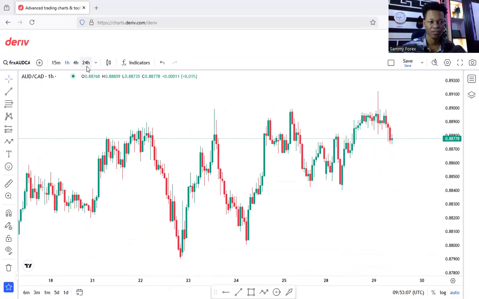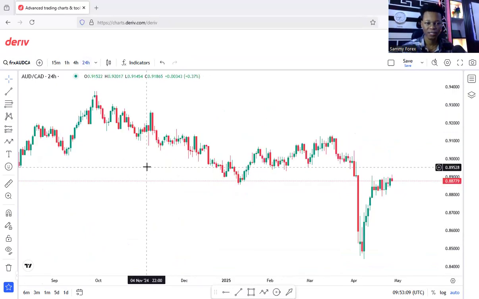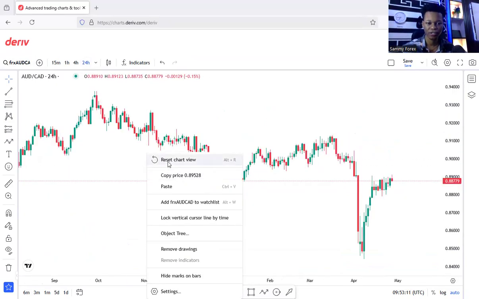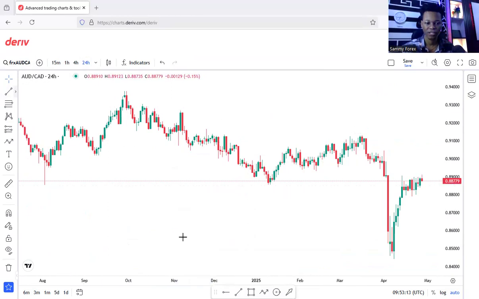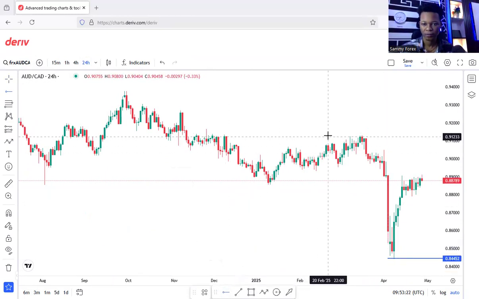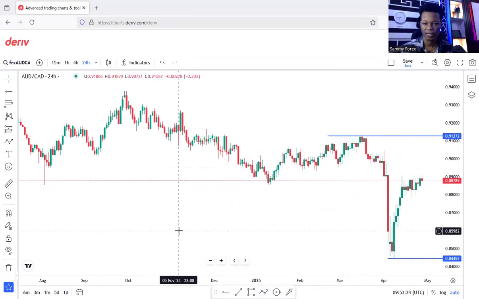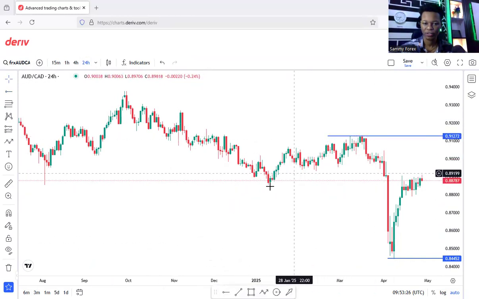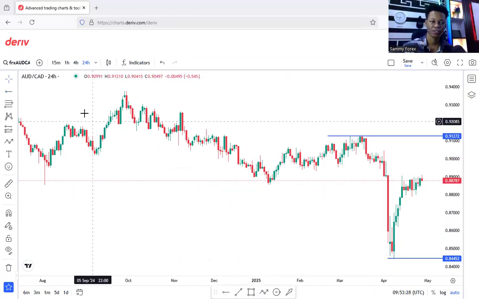AUDCAD, let's go down to the 24 hours time frame. Let me refresh the charts. On the 24 hours time frame, notice price broke out of this low. This low was broken. This high was the high that pushed to break out of this low. All right, so those are the key levels there.